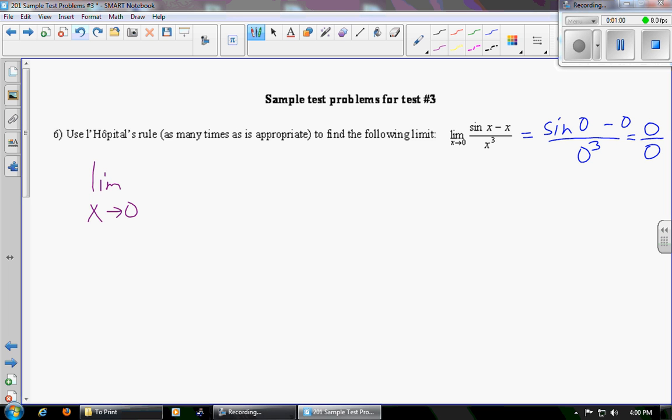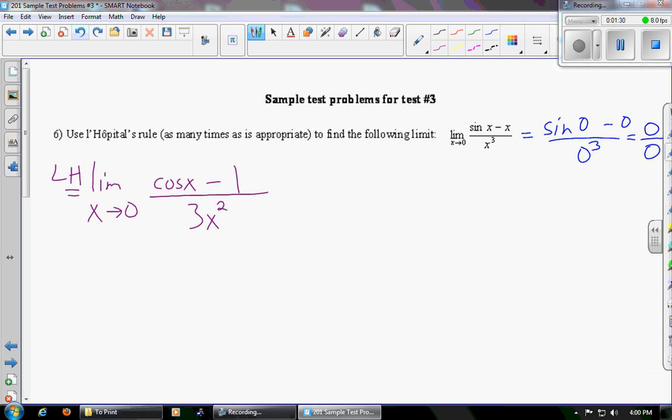So L'Hopital's rule, I'm going to go ahead and put a little LH up here to indicate what I'm doing. L'Hopital's rule says when you get one of those indeterminate forms, 0 over 0, you get to take the derivative of the top and bottom separately, not the quotient rule, and then take the new limit. So the derivative of sine x is cosine x. The derivative of that x is just 1, so it's minus 1. The derivative downstairs, again, it's not the quotient rule, it's 3x squared.